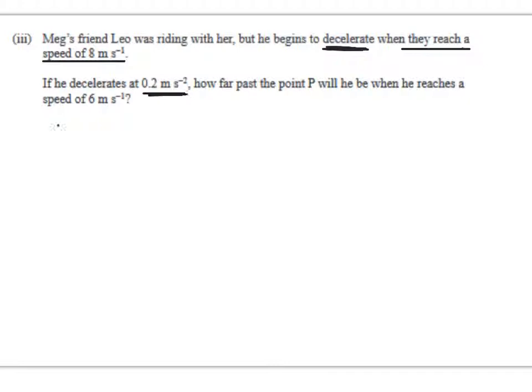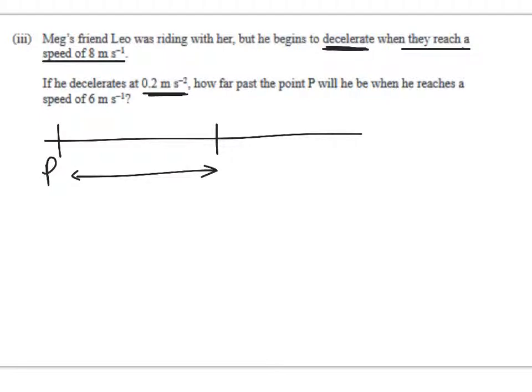So let's think about what we've got already. Here was point P, and we know that after 5 seconds, t equals 5, velocity equals 8. So that's good, because this is the point where he starts to slow down, right? She keeps on going. So velocity is 8 after 5 seconds, and we know that they've gone 32.5 metres so far. So now think of this as P dash.